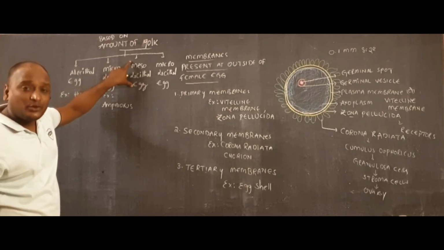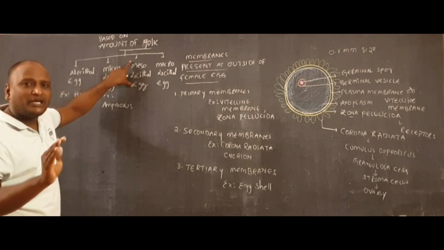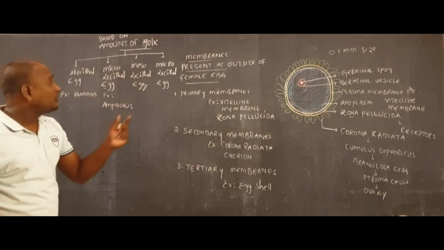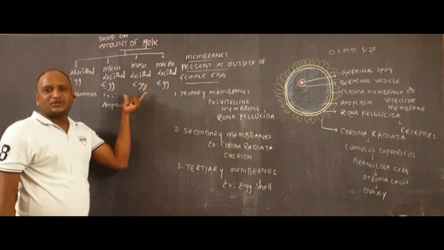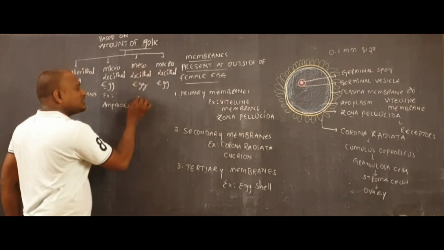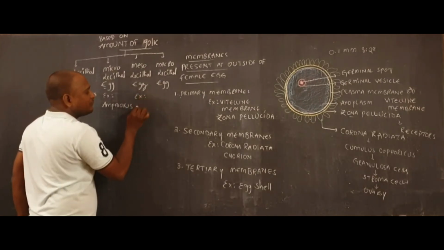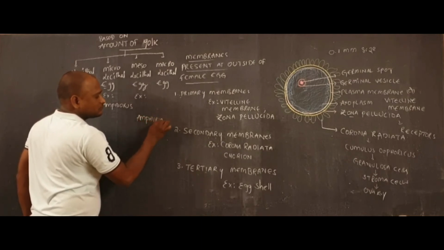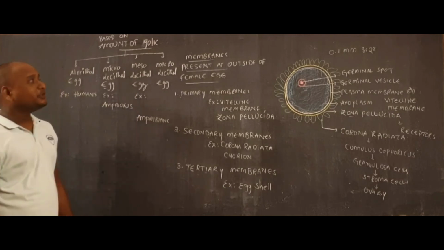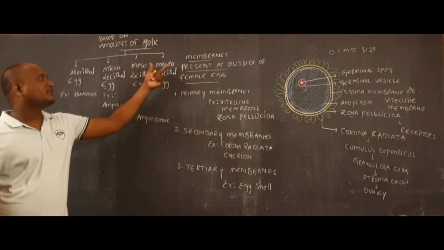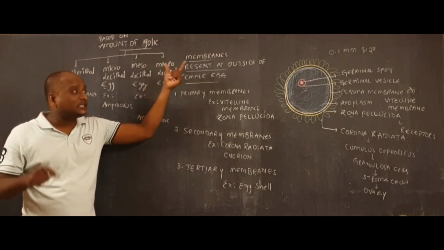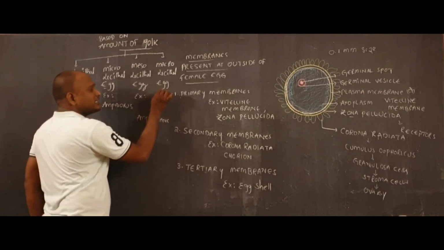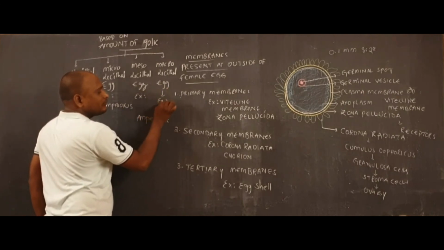Mesolethal eggs means yolk material is present, and that yolk material is of medium size. That means a considerable amount of yolk material is present in the case of mesolethal eggs. Example, amphibians. Coming to macrolethal. Macrolethal means yolk material is present in the egg cell in large quantities. Those eggs are also called macrolethal. Example, birds.